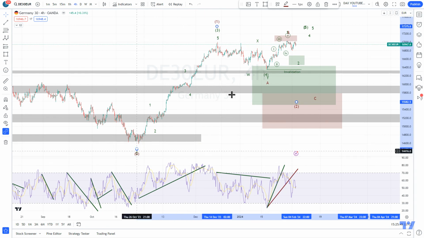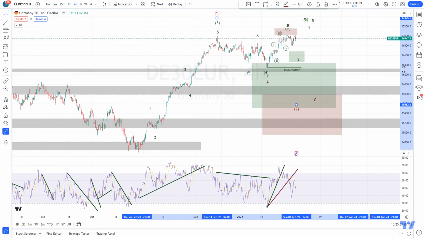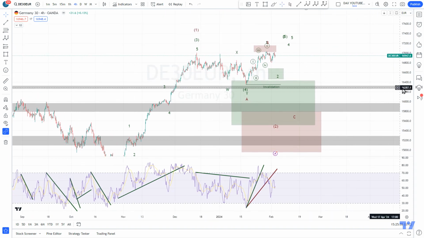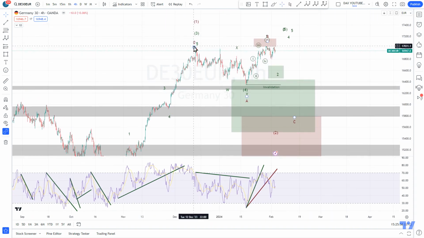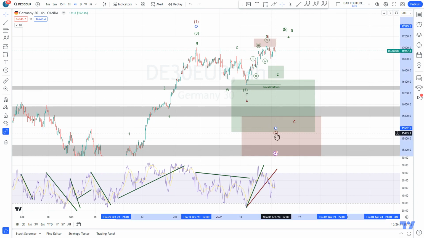That means if we have an impulse here, we need a corrective structure. And so we got a corrective structure right here. We nicely have 3 swings here, 1, 2, 3. I would make a WXY structure. And then this here is probably a wave 4, but it can also be a shallow wave 2 in the alternative scenario. So in the scenario here shown in red.